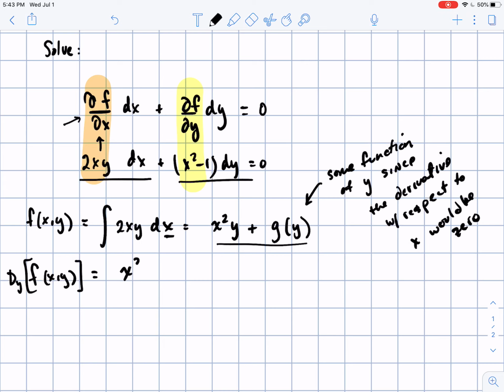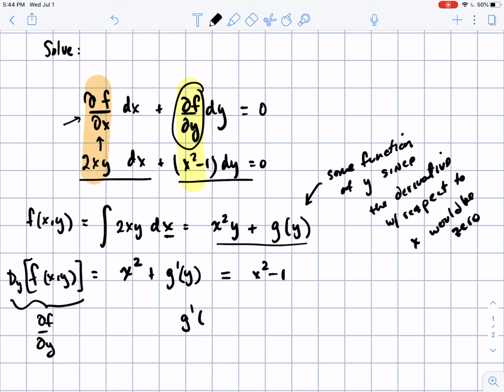So this is going to give me x squared plus g prime of y, right? And what we want to do is set that equal, because if you think about it, this is really your partial with respect to y. So we're going to set it equal to the partial with respect to y, which is up here. So we have x squared minus 1. Now, solve for g prime of y, which is just going to be negative 1. Okay?